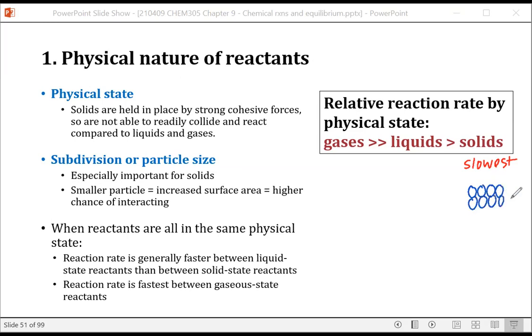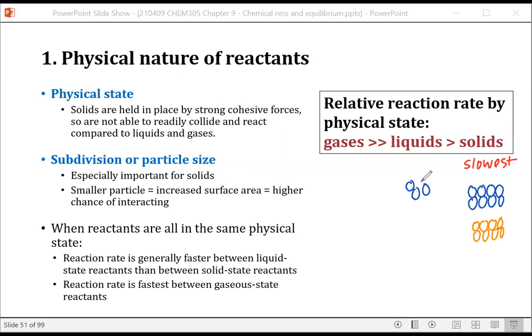So if we have reactant A reacting with reactant B, and they're both solids, it's going to be really hard for these reactant molecules or particles to collide with enough energy to overcome the activation energy and in the right orientation. So because of the physical state, this reaction is going to be slower versus if these reactants were in the liquid state where they can freely move around each other.